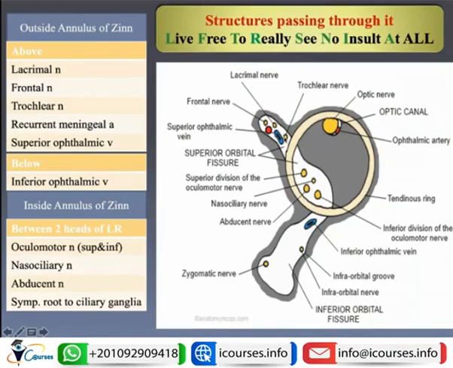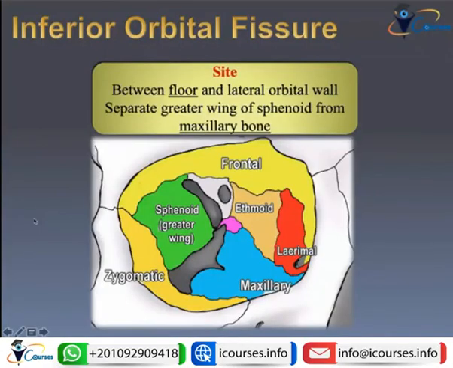We have lacrimal, frontal, trochlear nerve, recurrent meningeal artery, superior ophthalmic vein, and below will be the inferior ophthalmic vein, and the inside will be the structures passing through the optic canal, which are the optic nerve, ophthalmic artery, and the sympathetic fibers. And we have the superior and inferior divisions of the oculomotor nerve, the abducent nerve and the nasociliary nerve. So this is one of the very, very important slides that you need to memorize very well.